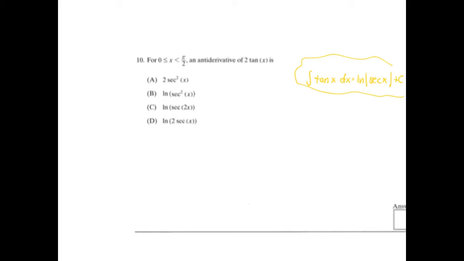They say an antiderivative of 2 tan x for an x in the first quadrant. Okay, so we're just doing the antiderivative of 2 tan x dx, and I'm going to go ahead and pull out that 2 since it's a constant. And now I know that the antiderivative of tan x is ln absolute value secant x, plus c. And that's not an answer choice here.